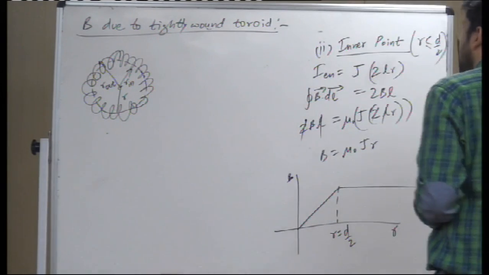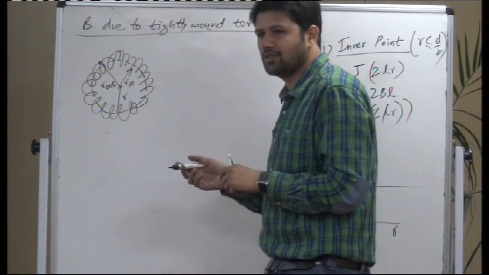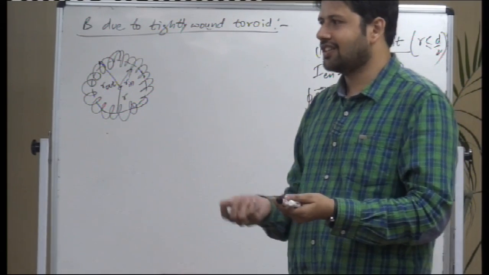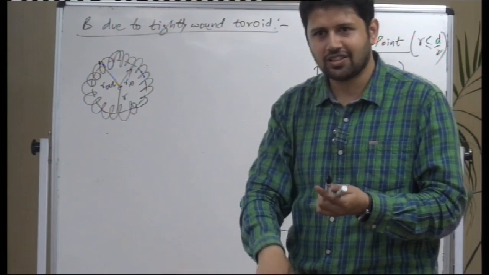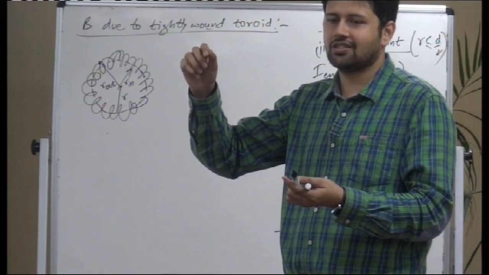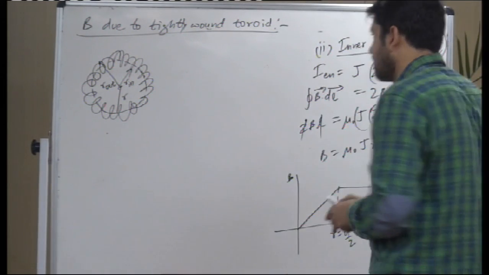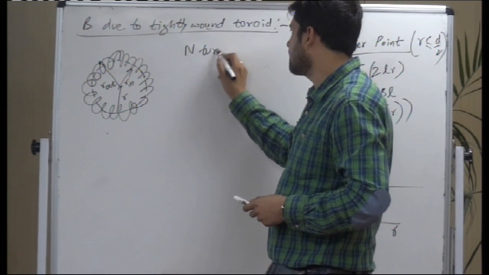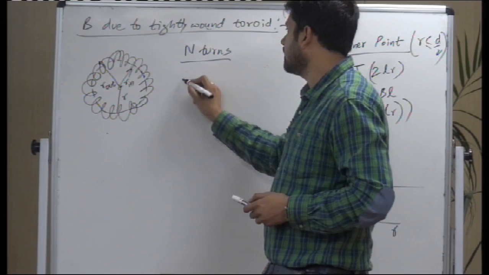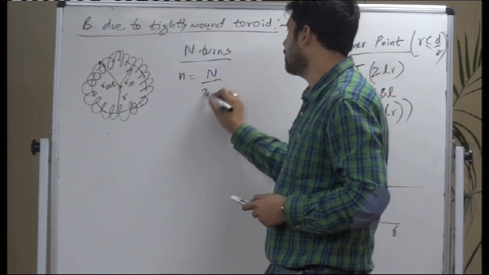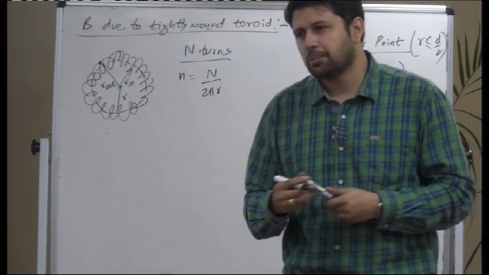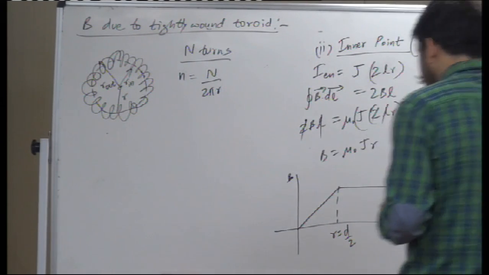Now for this you already know. This is again embroidery. You have a circular cloth, and every time the current goes in, it comes out from sideways. So all the turns take the current in only. Let's say we have N turns. So small n would be what? N upon 2 pi r. This is the number of turns per unit length.